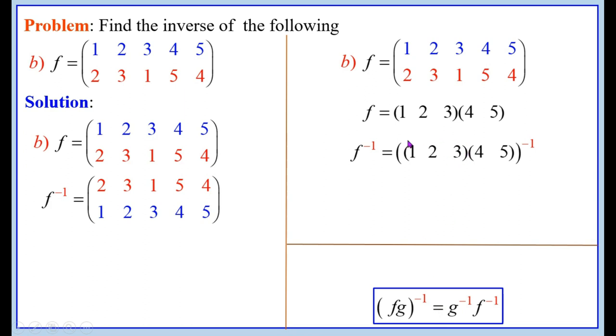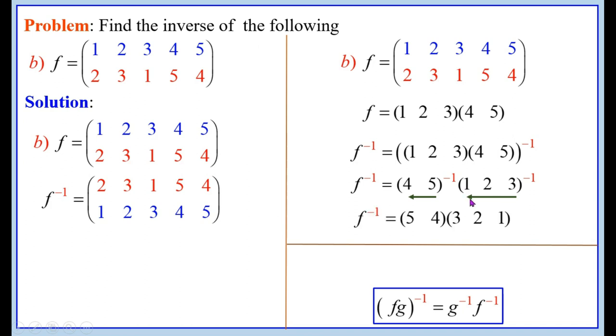Therefore, consider f equal to the cycle 1, 2, 3 and g equal to the cycle 4, 5. Therefore, f inverse becomes inverse of (4, 5) times inverse of (1, 2, 3). So, inverse of (4, 5) is (5, 4). Inverse of (1, 2, 3) becomes (3, 2, 1). Therefore, f inverse is equal to (5, 4) times the cycle (3, 2, 1). This is the same as this f inverse.